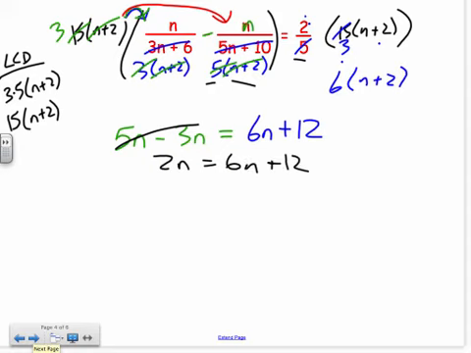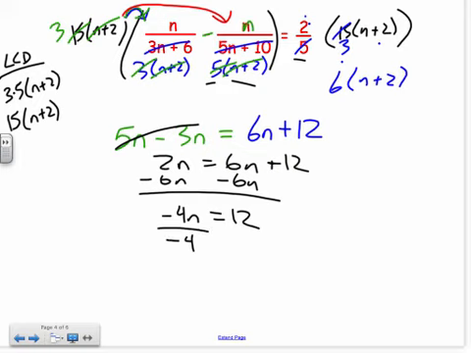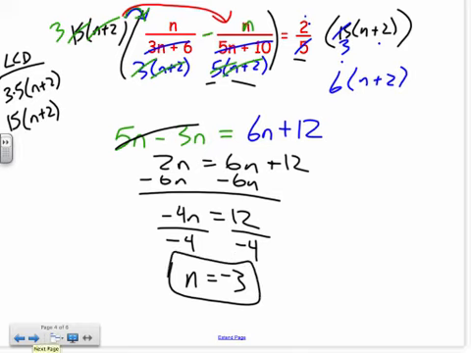Okay, and either way, I'm going to get my n's over here. So I'm going to minus a 6n, minus a 6n. So we got a negative 4n equals 12. n divided by negative 4, n equals negative 3. And I want to check and see if it's extraneous.